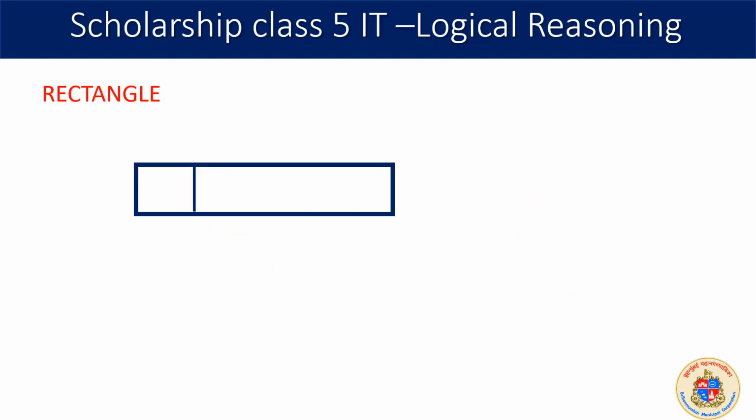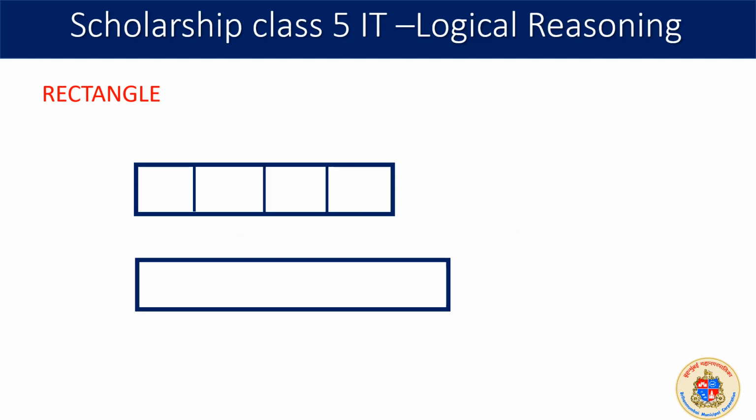Rectangle, pure rectangle. This is a rectangle. The rectangle can be further divided into squares and rectangles. But this rectangle has 4 square parts. Correct? 1, 2, 3, 4. Think that these are all squares. How many rectangles are there? This is a rectangle, A, B, C, D. These are squares. The question is, how many rectangles are there?